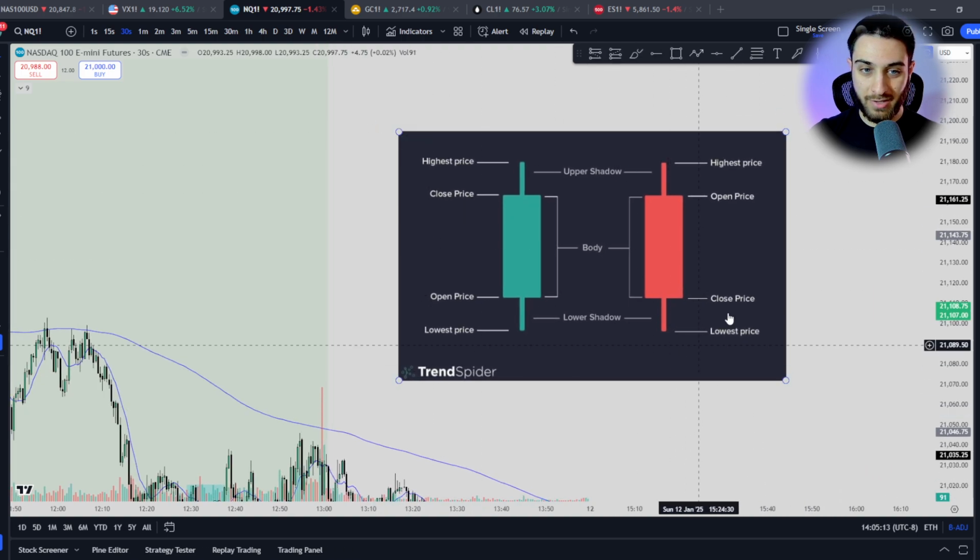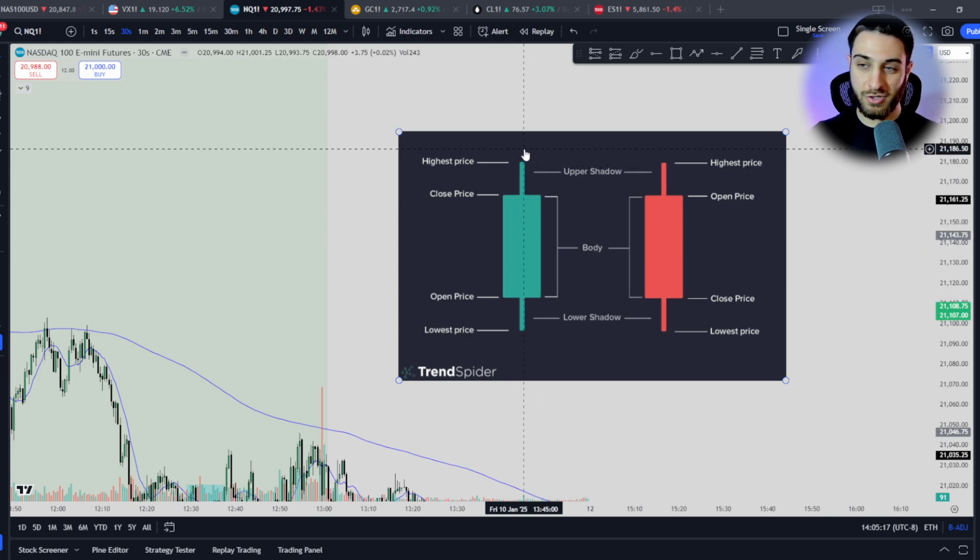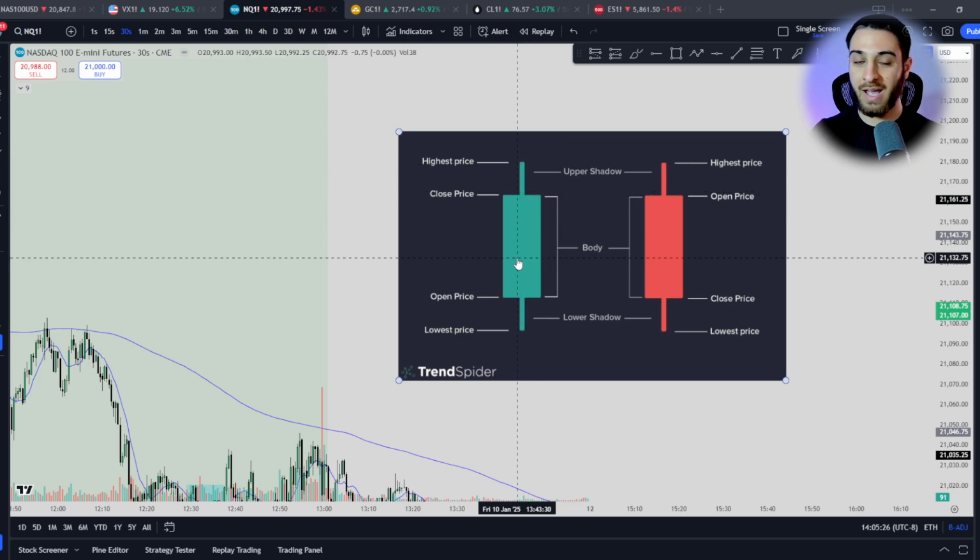So every single candlestick has an open price where the candlestick opens, and then for a certain amount of time, there's some price movement, right? There's price fluctuation. And then there is a close price, where after a certain amount of time duration, the candle closes at the price, okay?